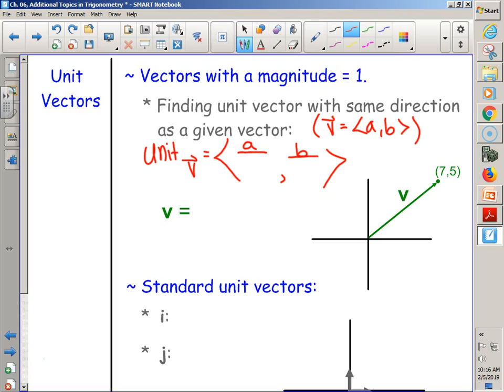It's just a formula. It's no big deal. If they give me a vector v with components a and b, all I need to do is take a and divide it by the magnitude of v. I'm scaling it back, and take b and divide it by the magnitude of v. I'm scaling it back.